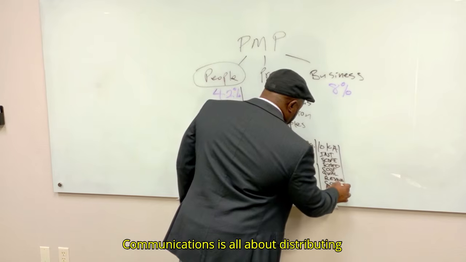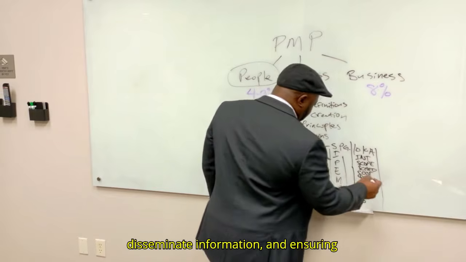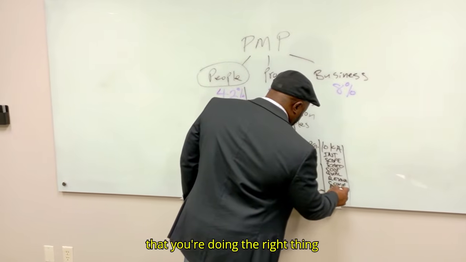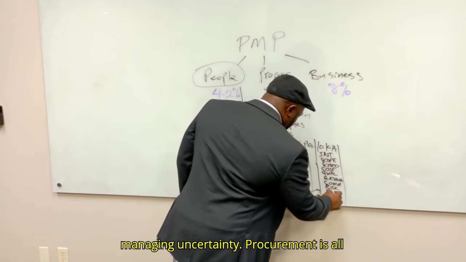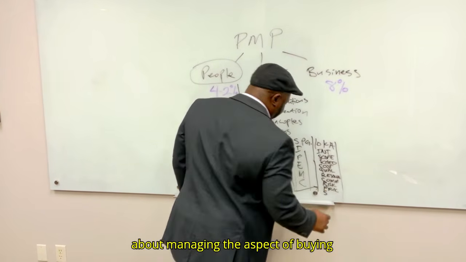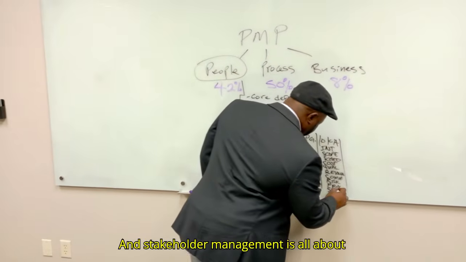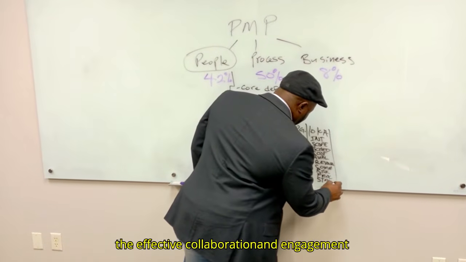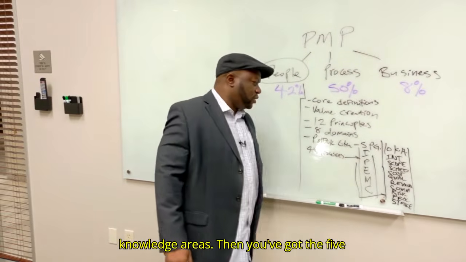Communications is all about distributing information, having meetings to disseminate information, and ensuring that you're doing the right thing communication-wise. Risk is all about managing uncertainty. Procurement is all about managing the aspect of buying whatever you need from outside the firm. And stakeholder management is all about the effective collaboration and engagement of your stakeholders. So those are the 10 knowledge areas.